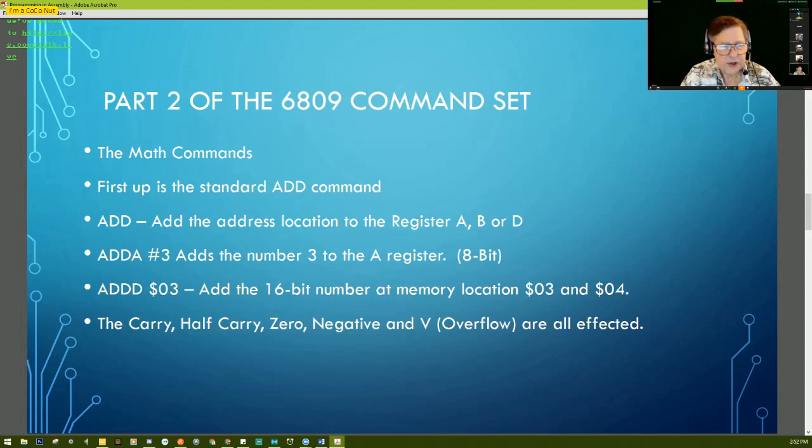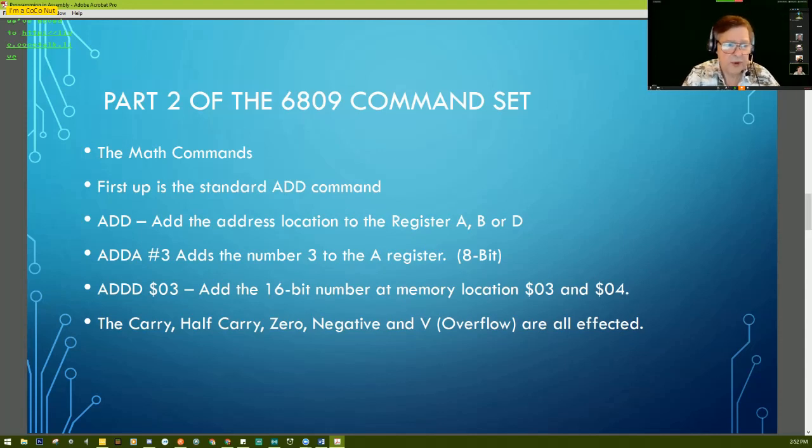Add allows you to add a number to either the A, B, or D registers. So A and B would be 8-bit operations. The D register is a 16-bit operation. In the example that I show you of add A, number 3 means take the number 3 and add it to the A register. It's only an 8-bit operation.